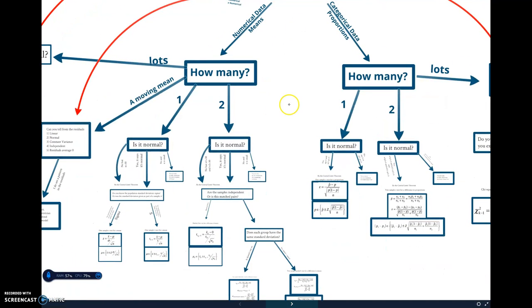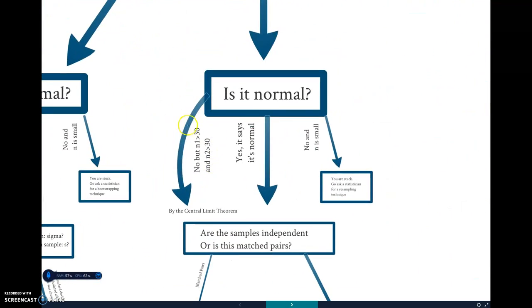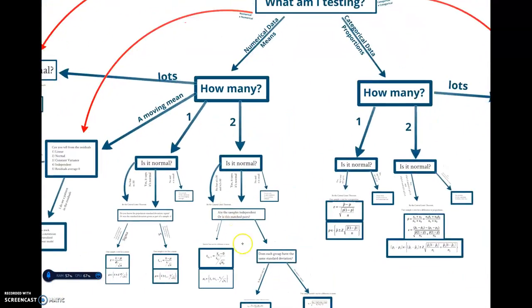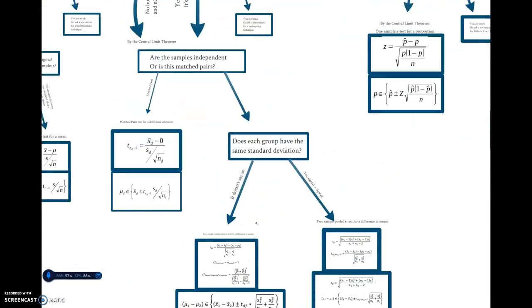So our first question is always, how many am I testing? We're going to come down this numerical data and means. And then it's how many am I testing? Right now we're dealing with two samples and two different populations. The next thing that we're asking is, is it normal? So check it out. We still have to do this check that N1 and N2 have to be greater than 30 or the original population says it's normal. All right, so if we can get to that point, we can then come down and ask, are they independent samples or is this matched pairs? If it's matched pairs, it's dependent, and we go down and do these equations.